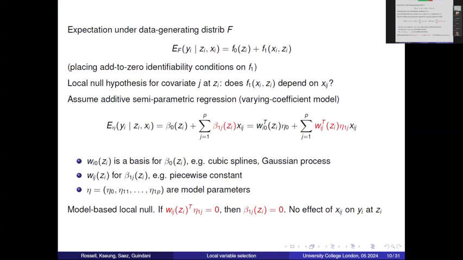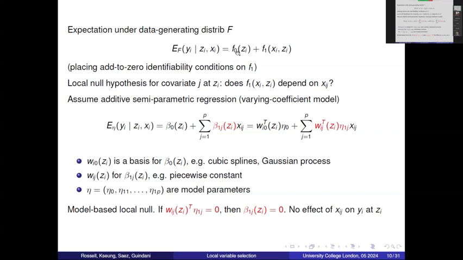Okay, so how do we formalize this? Let me go slowly, this slide is an important one. We denote the data generating distribution by F. In principle, it could be anything. And then the data generating expectation, that is, the expected value of the outcome given the covariates and the coordinates.